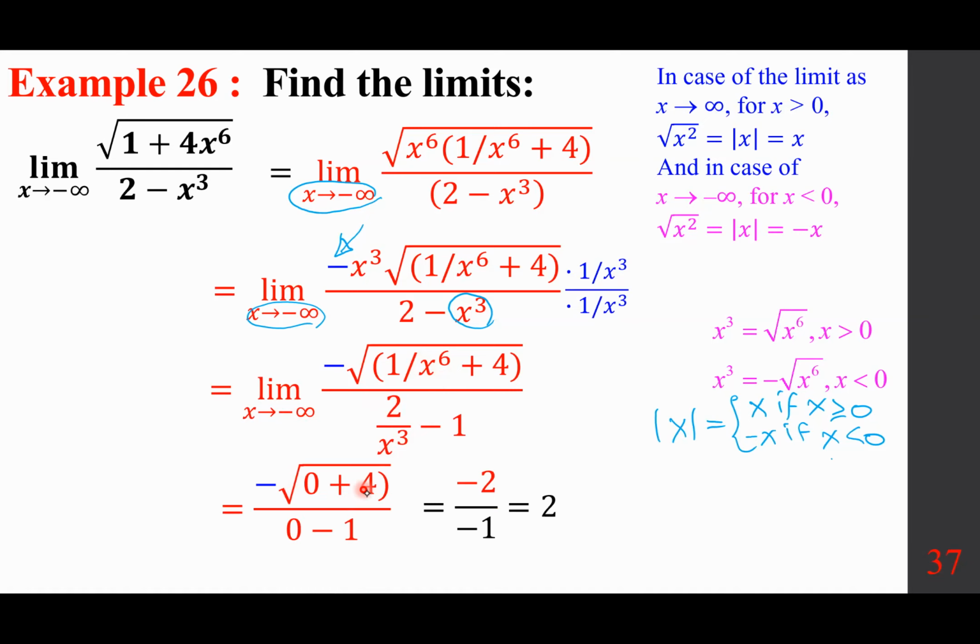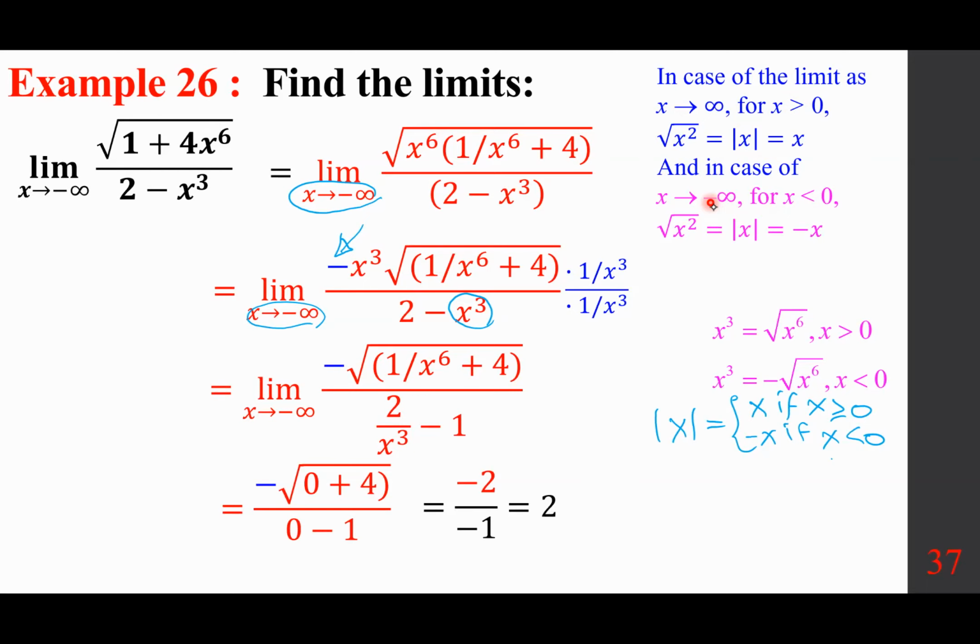So a quick recap. Absolute value of x squared is absolute value of x. It becomes x if x is positive, for example, x is approaching infinity. It becomes negative x if x is negative, for example, x is approaching negative infinity. We don't have to worry about it when x is approaching infinity. So we have to be careful when x is approaching negative infinity. I can't emphasize this enough.